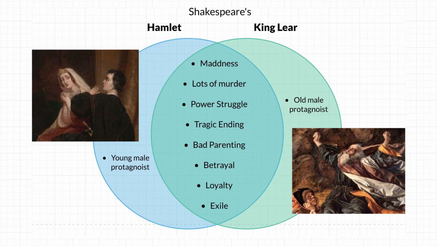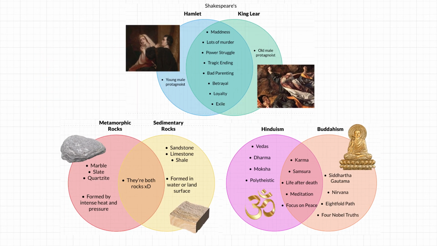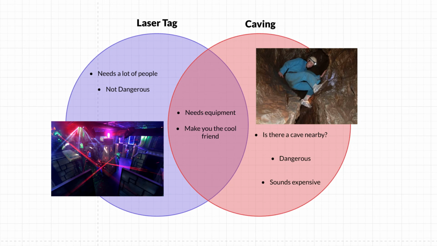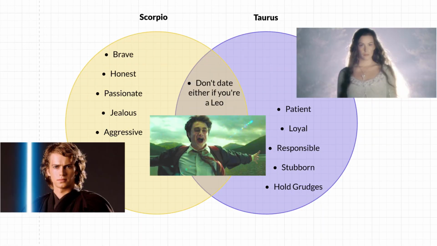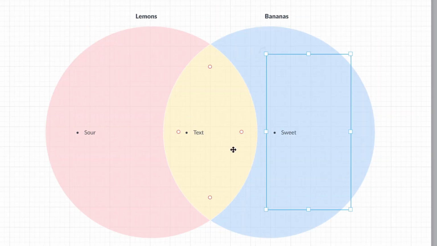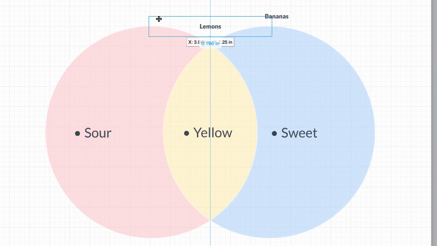This is helpful for a variety of reasons. We use them all the time in school, in just about every subject. And we can use them for personal reasons, like deciding on what kind of dog you want to adopt, what kind of party to throw for your friend, or whether you should date a Scorpio or a Taurus. Now, we can draw a Venn diagram on a piece of paper, but we can make one in Lucidchart just as quickly.